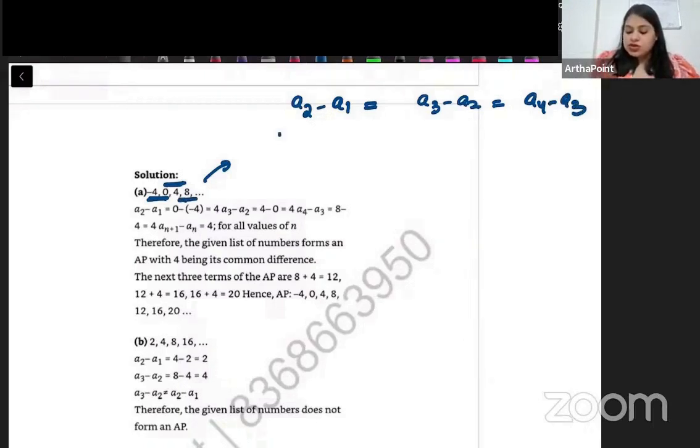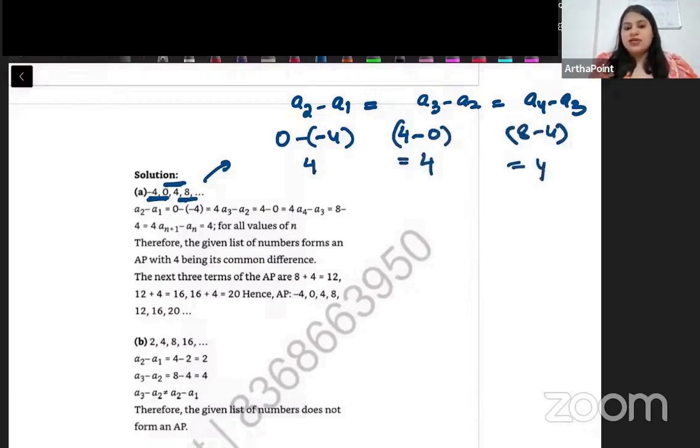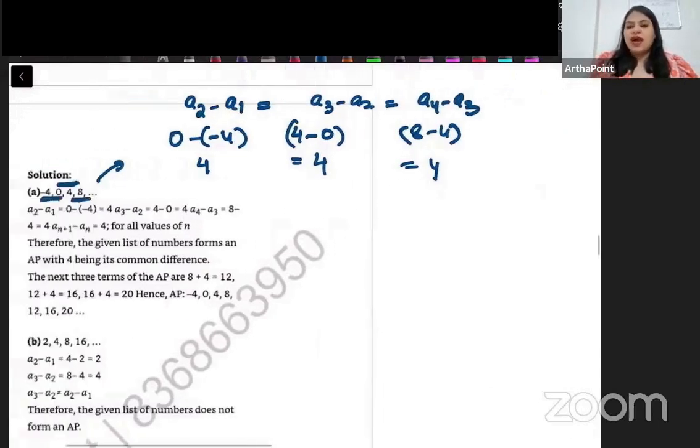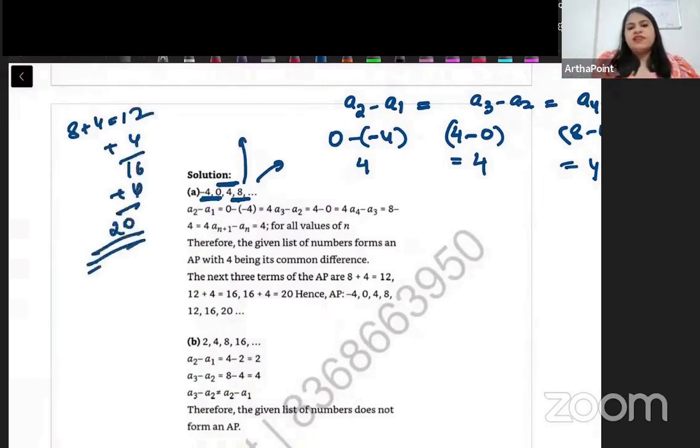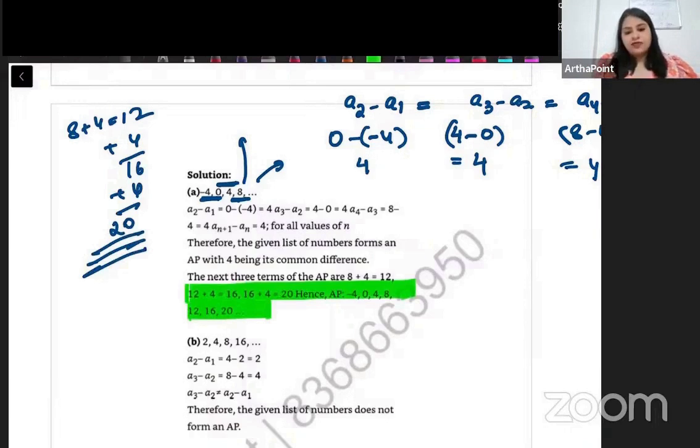So check here. 0 minus minus 4 will be 4, beta. 4 minus 0 will be 4. 8 minus 4 will be 4. There is a common difference. That means that this is an AP. And then it says what will be the next 3 terms of the AP. I just have to add 4, 4, 4 again. So beta, here 8 plus 4 will be 12, plus 4 will be 16, plus 4 will be 20. Very, very simple. So the terms are in AP and these are the terms that you have.